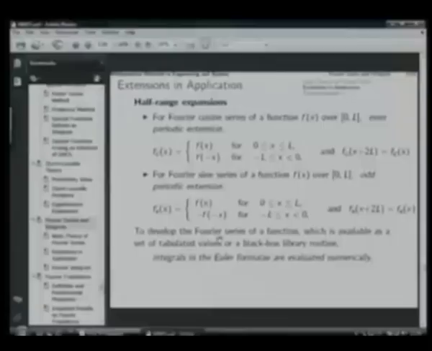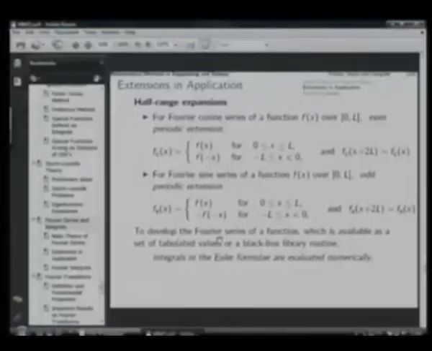In a special situation where we have the function values available only in terms of a table, that is, at different values of x we have got the values of f(x), how do we develop the Fourier series for such a function, which is available only as a set of tabulated values, or a black box library routine, that is, wherever we call the library routine, we get the value? For that, we can still develop the integrals needed for the evaluation of the Fourier coefficients through a numerical integration process.